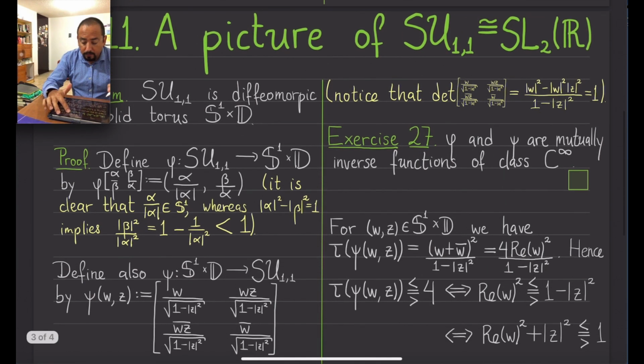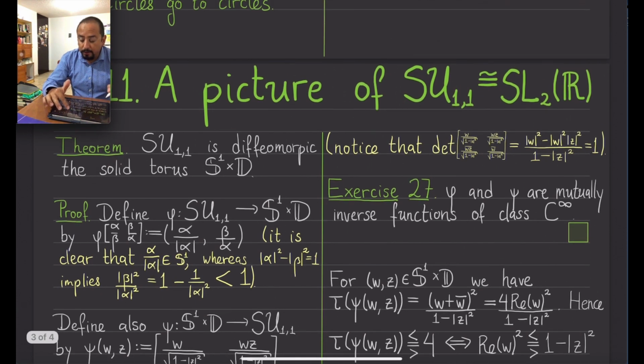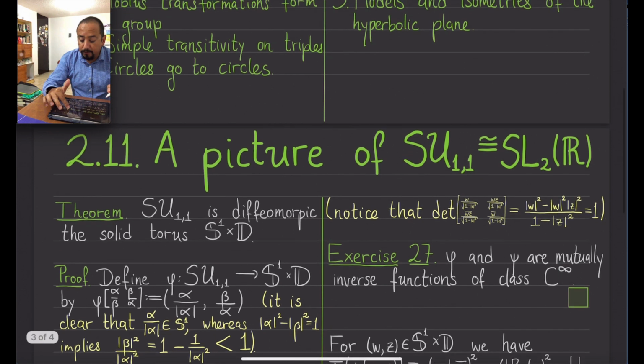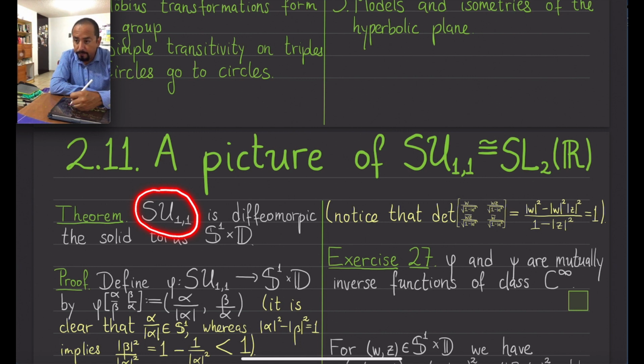Okay, so the first thing to draw the picture is this theorem, which states that SU11, hence also SL2R, is diffeomorphic to the solid torus, right? To the product, let's say, the topological product of the circle with the disk.